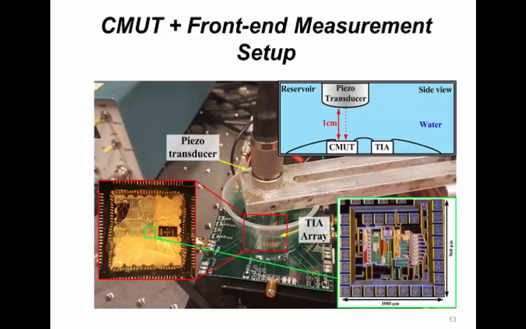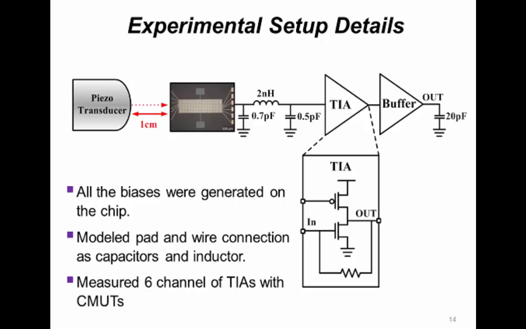To verify the model with a measurement, we made a test setup like this. We connect the CMUT with a TIA by using wire bonding, like this, and we use our custom designed ASIC for testing it. Here's a block diagram of the test setup. We modeled the wire bonding interconnection as 2 capacitors and 1 inductor, and we used a very simple TIA and a buffer to see the output of the CMUTs. We used six channels of the CMUT, and we show the results in the next slide.